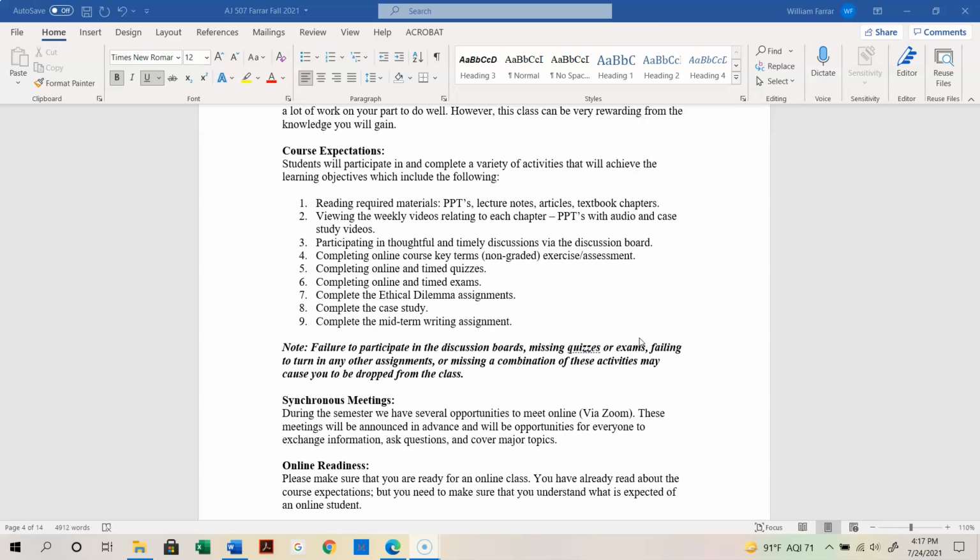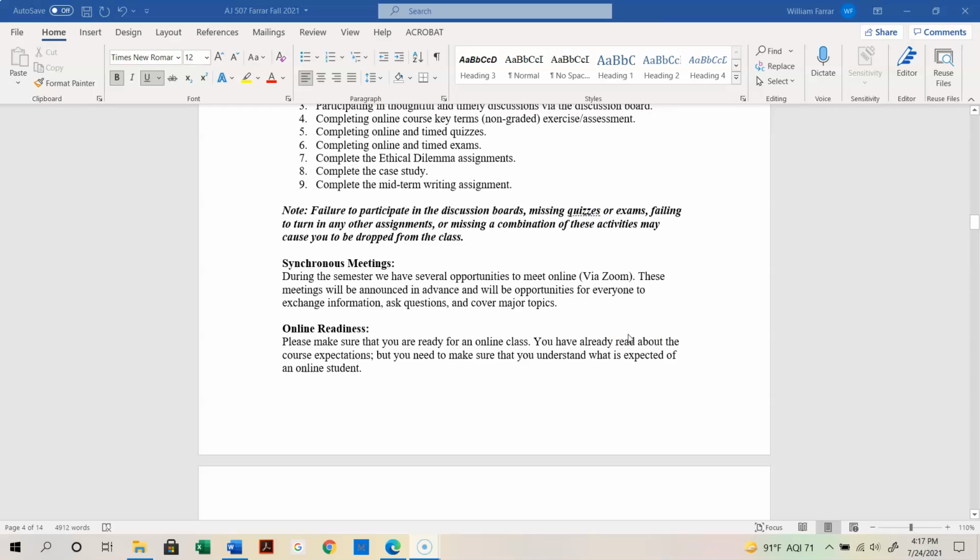So with all of that said, please take note of the fact that failure to participate in the discussion boards, missing quizzes, exams, failing to turn in assignments, or missing a combination of these activities might cause you to be dropped from the class. So again, you really need to do your best to monitor what the assignment due dates are. Make sure that you set structured time aside to complete all of your assignments.